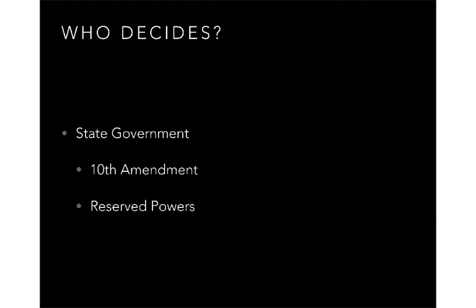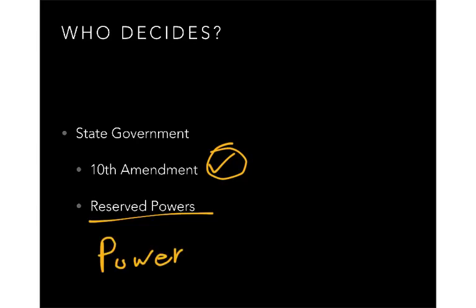Next, what about the state governments? Well, state governments get a grant of 10th Amendment power. The 10th Amendment says that all the powers that aren't given to the national government are reserved to the states and to the people. And we therefore often call these reserved powers, or sometimes police powers, because lots of these have to do with policing.